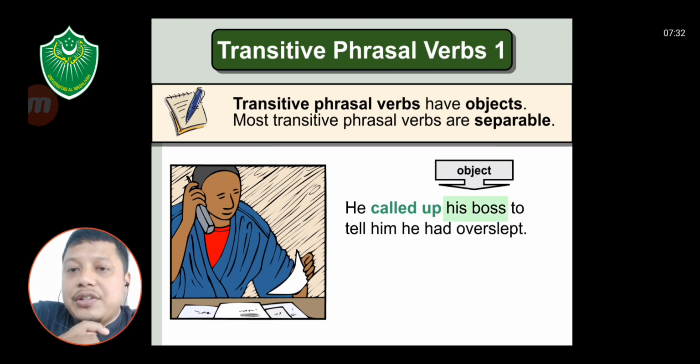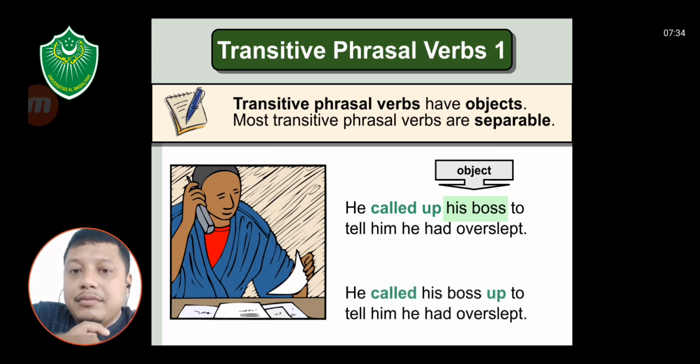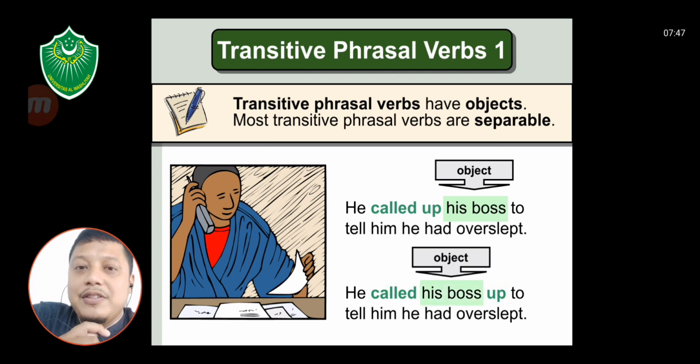We can see the object here, and you can see another way, another method to make the sentence, like, he called his boss up to tell him he had overslept. So there are two methods to make a sentence from a phrasal verb. First, the common or regular way. Second, you can separate the verb and particle.